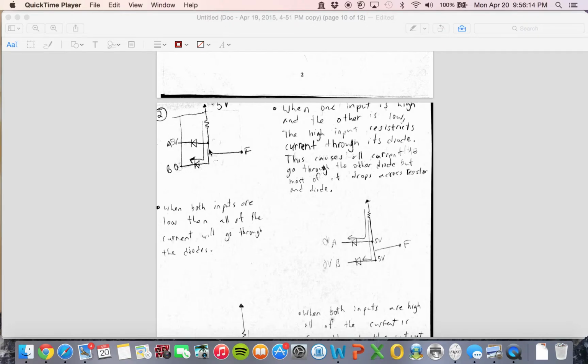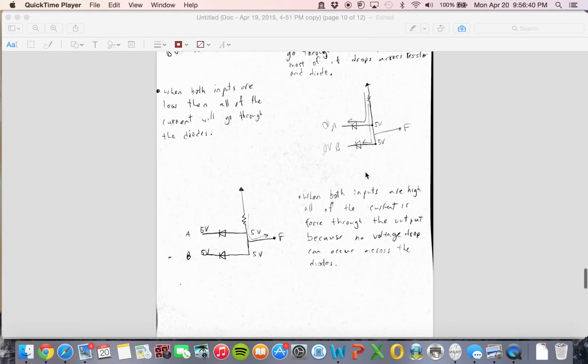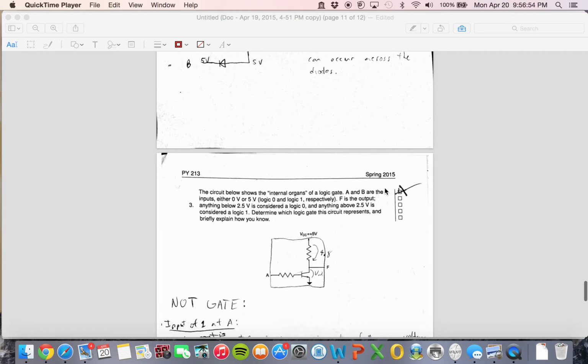and there won't be enough current in F, or enough voltage in F, in order to make a high output. When both of the inputs are low, all of the current is forced into these branches, and no current will be in F, also giving you a low output, because these voltage drops here are really pushing the current in this way, and it will prevent any current from going into F. And then the opposite of that would be two high inputs, which completely restricts current in these branches because no voltage drops can occur across the diodes, so all the current is forced through F, and that gives you a high output of greater than 2.5 volts.